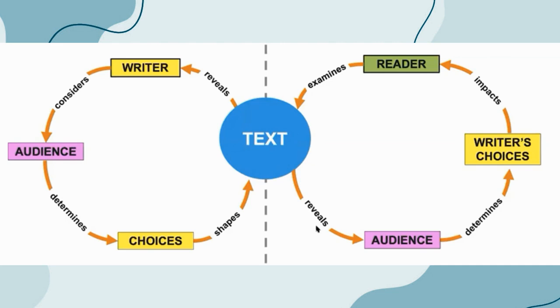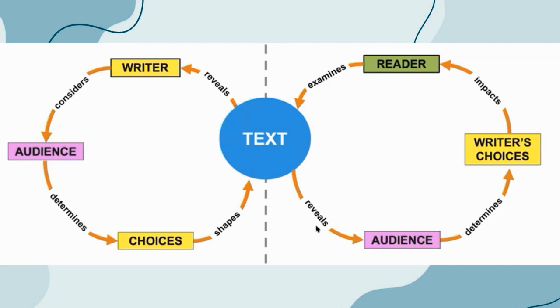However, on the left side, you'll see how the text is revealing something about the writer, and then the audience will consider it and determine the choices which shape the text. So that's one way to look at it. Or it can go the other way, and it reveals the audience and determines the writer's choices, impacts the reader, and examines the text. So either way, it's about revealing things which the audience or the writer's choices will then be evaluated and will alter the way someone reads the text.